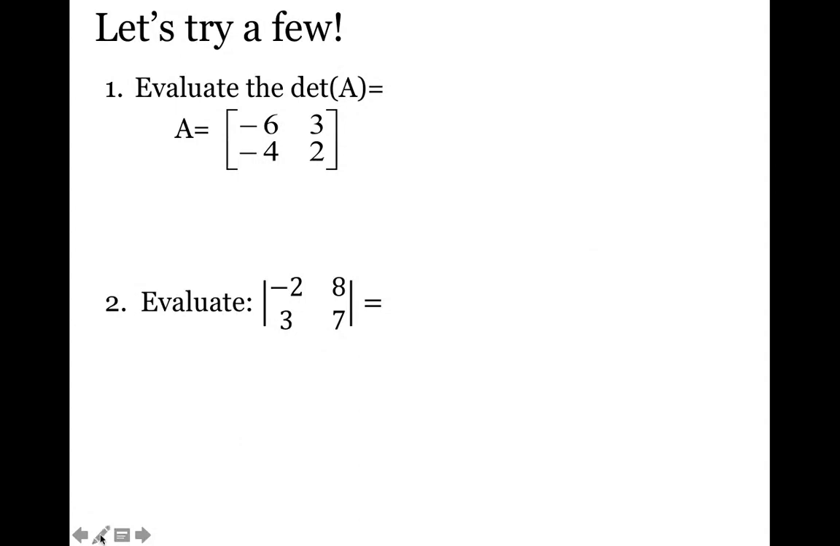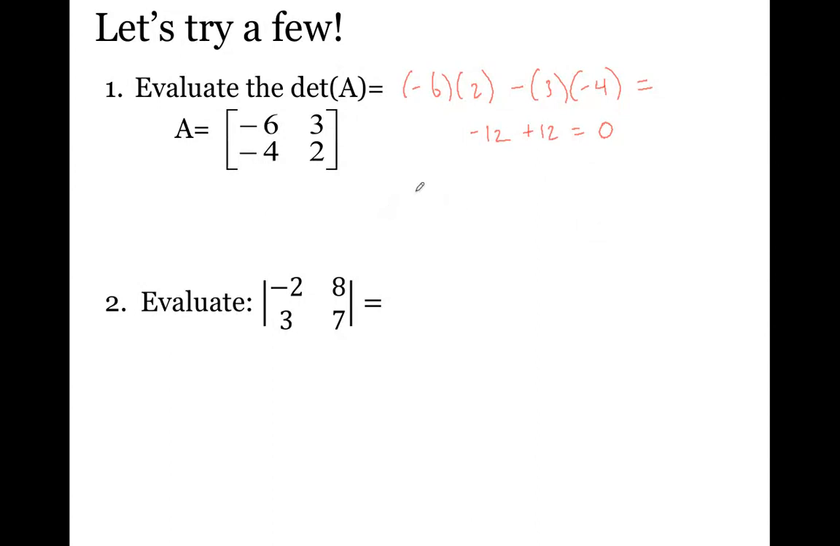So if I were you guys at this point, I would pause the video. There's not a ton that I want to do with this. It's pretty straightforward as far as the algorithm and the process for finding it. I wanted to spend more time talking about what it is and what it can be used for. So evaluate the determinant of A. There's a notation, right? So -6 times 2 minus 3 times -4. -6 times 2 is -12. Plus 12 gives you 0.